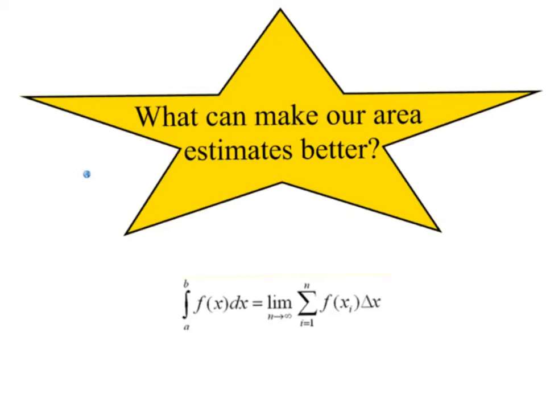Now, we talked a little bit on Friday, what can make our estimates even better? Well, the simple answer is more rectangles. If we're willing to do more rectangles, like in our opener today, we certainly would get a better estimate. In our opener we did 4, but if we were willing to do more, we would get a better estimate. So that's the simple answer.